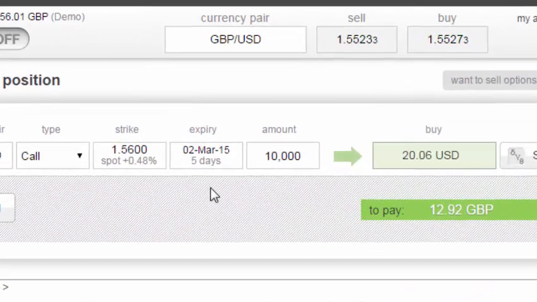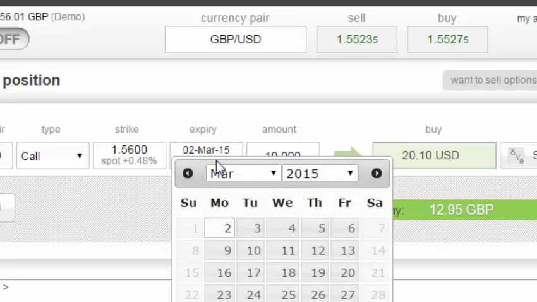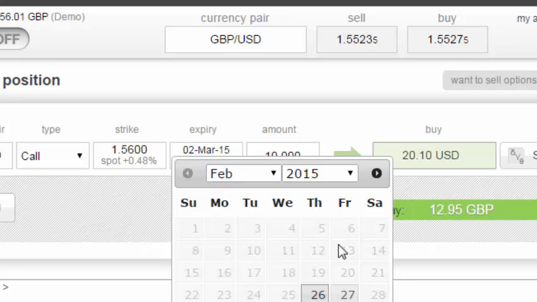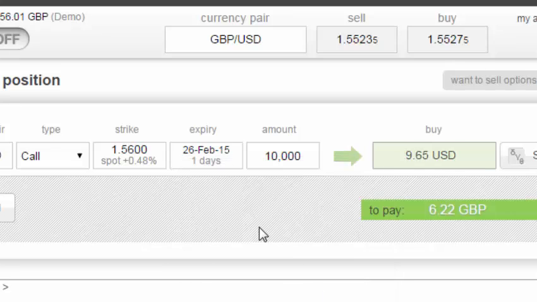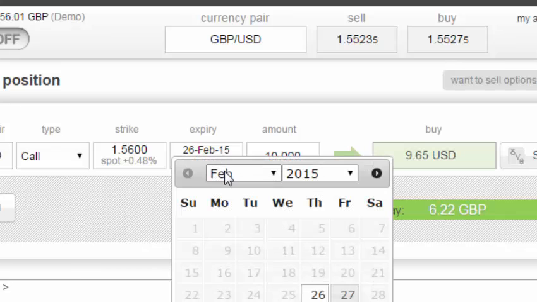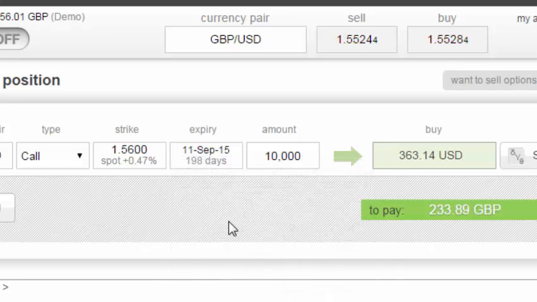The next box along is the expiry of the option trade. If you click in the box, you can choose any date from as low as 1 day all the way up to around 200 days.